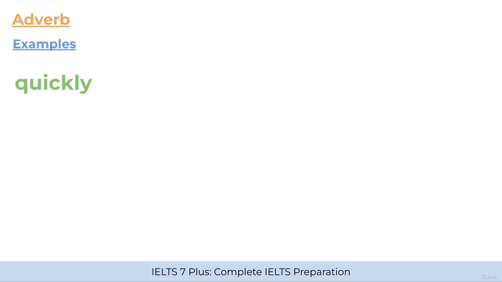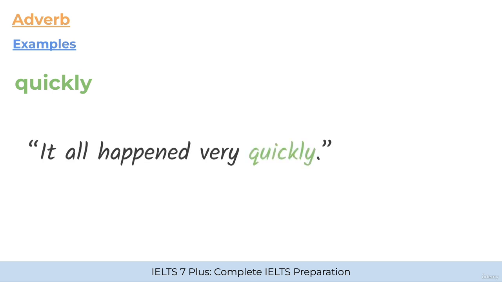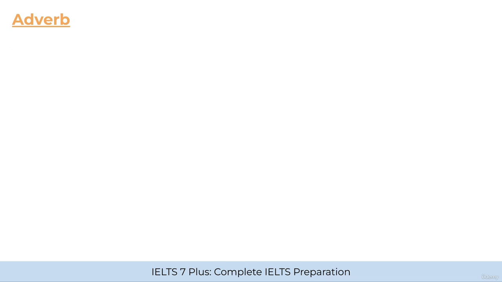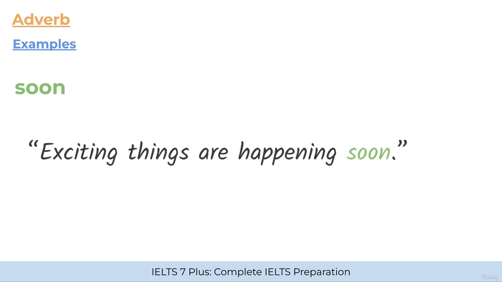We have quickly. It all happened very quickly. So we're describing here how it happened. The speed at which something happened. Soon is another example. Exciting things are happening soon. So again, we've used this happening here just in another way, another form. So how quickly something is happening.